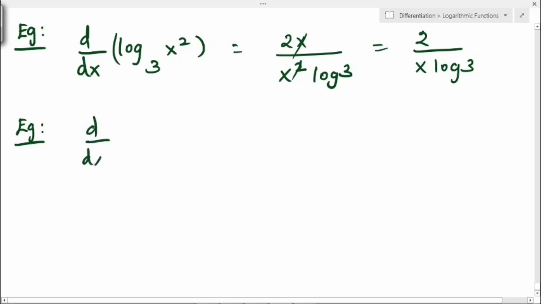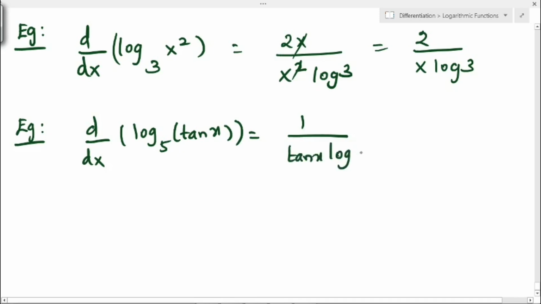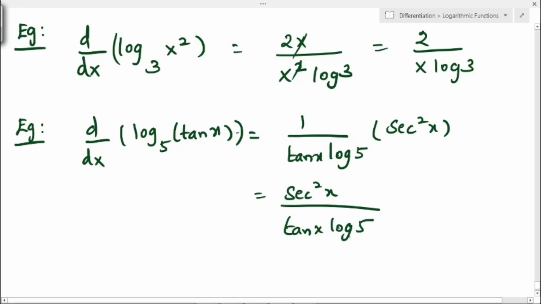Next we have d by dx of log base 5 of tan x. First we have to write 1 divided by the x value. The x value in the problem is tan x, so tan x into log, and we have to write the base value, which is 5. Now we have to differentiate the x value. In this problem the x value is nothing but tan x, and tan x differentiation is secant square x. So the answer is secant square x divided by tan x into log 5.